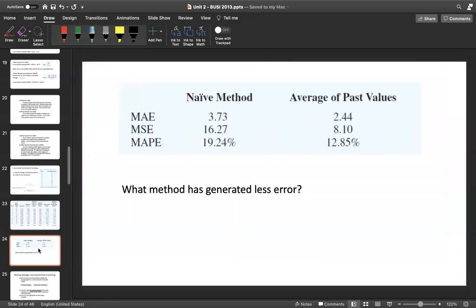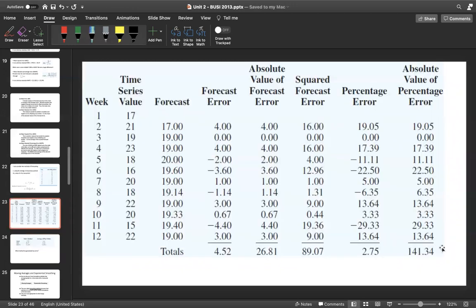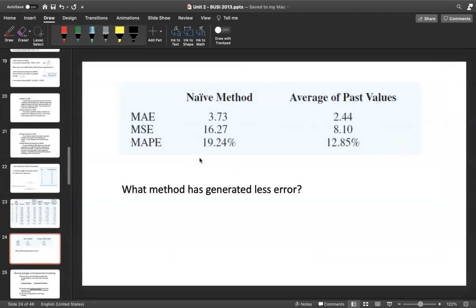Okay, so having them all, now we can compare those methods. We're going to have these numbers in here. These are the errors, right? And we had the previous ones for naive, right? Remember that. And now we can compare and see which one's a better forecast. Which one has generated less error? The one that has generated less error would be a better way. Obviously, this one, average of past values, is a better way, because it generates less errors.